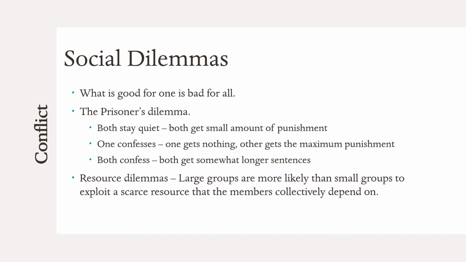There are also resource dilemmas, where large groups are more likely than small groups to exploit a scarce resource that the members collectively depend on. These are more likely environmental resources. There was also an experiment by psychologist Dylan Selterman, who gave his class a chance to earn extra credit points. Each student chose 2 or 6 extra credit points. If more than 10% of the class chose 6 points, no one got anything. And the result of his experiment is that no one earned anything.